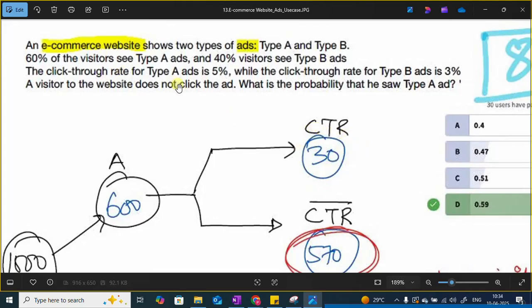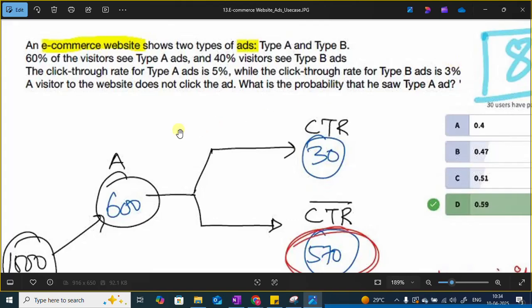The CTR of type A ad is 5%. It means 5% of the people, out of the 60% who are seeing the ads, are clicking on that. Fantastic. While the click-through rate of type B ads is 3%. It means 40% of people are seeing type B ads. Out of that, only 3% click on that ad.